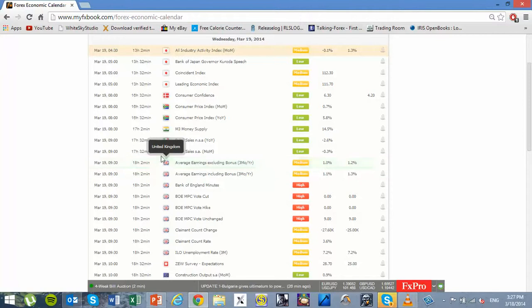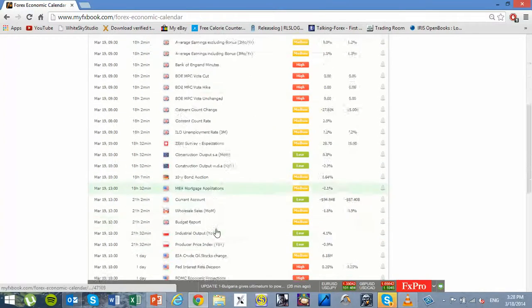Now, there are specific items I look for. Notably, I look for high impact news releases. So I know at 9:30 there's Bank of England minutes, which could have a large effect on the market. We've also got the Bank of England vote cuts. So at 9:30, I can expect there's going to be a lot going on with the pound dollar. So I know that whether I'm going to be scalping or technically trading, there's going to be some action around 9:30. And the pound dollar is going to be a good one to trade.